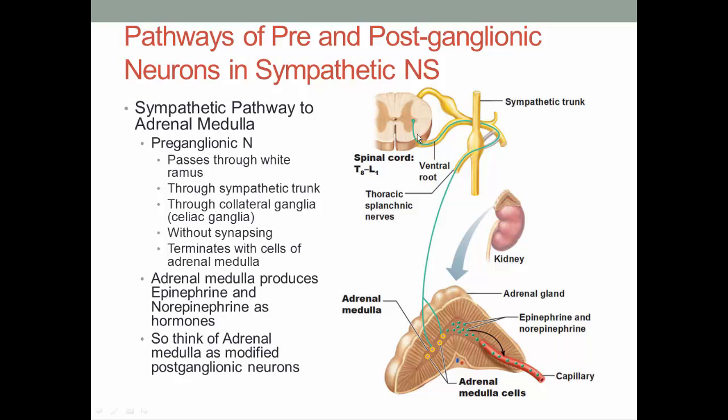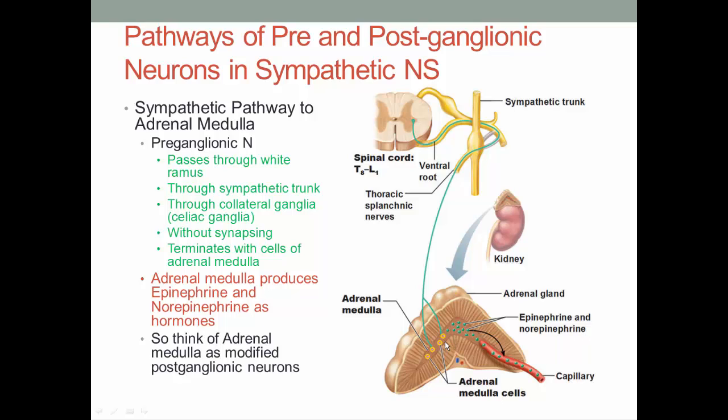And what happens is that the preganglionic neuron passes again through the spinal nerve, through the white ramus, but notice it goes through the sympathetic trunk ganglia, doesn't connect there. It goes through what's called a collateral ganglia, specifically the celiac ganglia. Again, no synapse there, and this illustration didn't even draw the collateral ganglia. And then it finally terminates in the cells of the adrenal medulla. Now, the adrenal medulla produces epinephrine and norepinephrine. Hopefully you remember norepinephrine is a neurotransmitter. Well, in this case, though, epinephrine and norepinephrine are going to be hormones. They're going to be released from the adrenal medulla and travel through this capillary and have their effect as hormones instead.